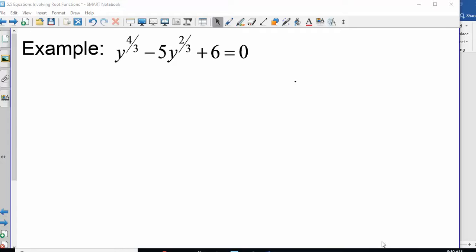We really can take two very different routes with this problem. The first route would be to write this as a radical. When I say y to the 4/3, how do you rewrite that? The cube root of y to the 4th. And then y to the 2/3 would be the cube root of y squared. But then it's one of those problems where you have multiple radicals, so we have to isolate one at a time and raise it to a power. And so we could approach it with that path.